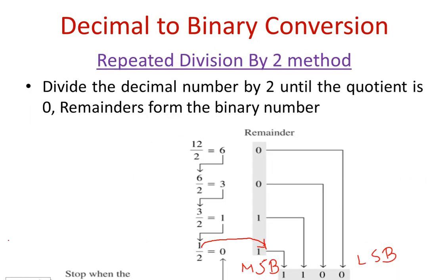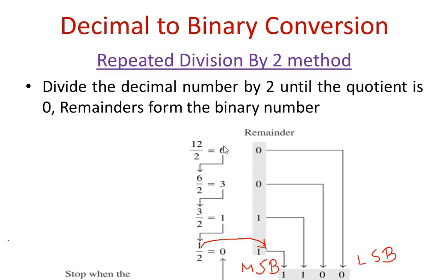Next is the repeated division by 2 method. Here, from the name itself, we have to repeatedly divide the number by 2. Divide the decimal number by 2 until the quotient becomes 0. The remainders form the binary number.